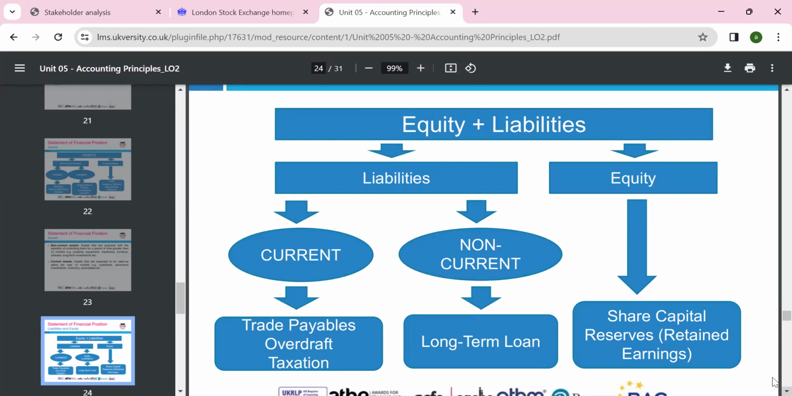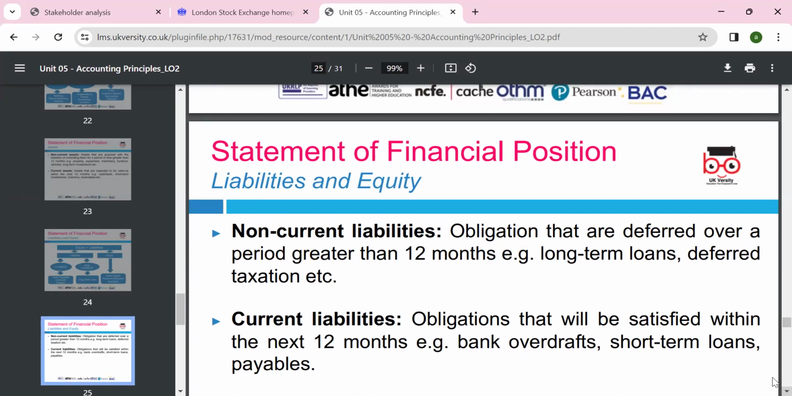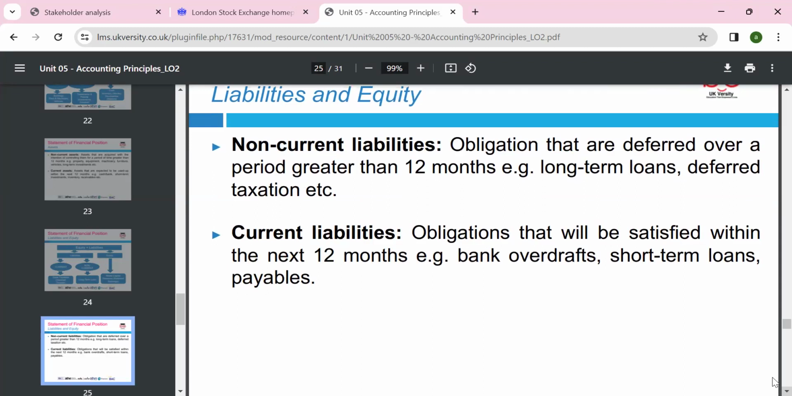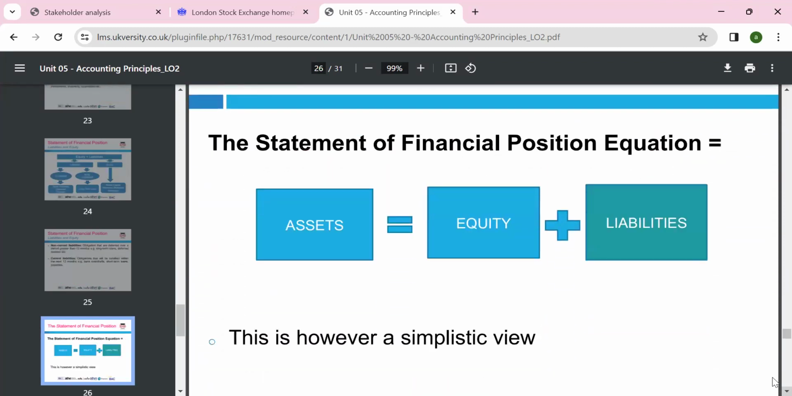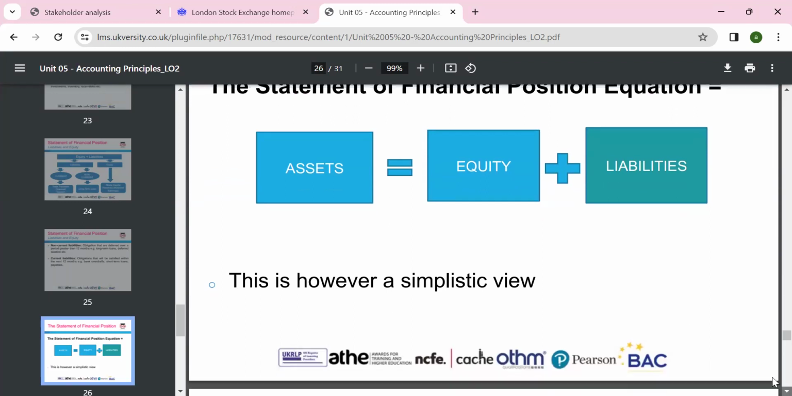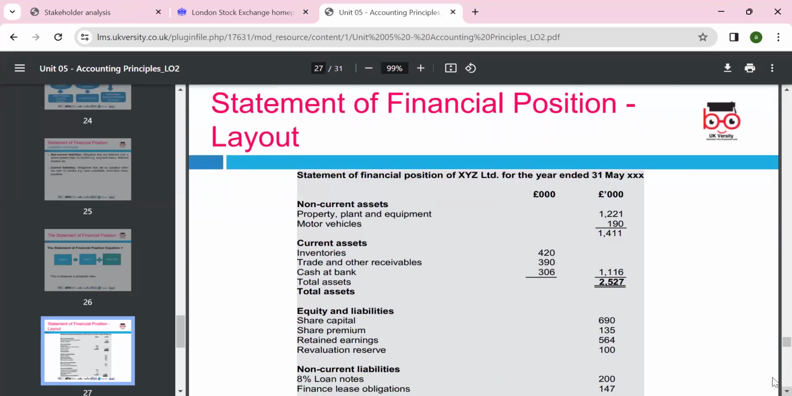Equity means shares, like share capital, like investment. That's what we can look around. In the statement of financial position, for liability and equity: non-current liabilities are obligations deferred over a period of more than 12 months, long-term loans, deferred taxation. We can look around current liabilities, current obligations that will be satisfied within 12 months, bank overdraft, the short-term loans. The statement of financial position, as we mentioned, shows assets, equities, and liabilities. Assets go on the debit side, and liabilities go on the credit side. That's the layout of the statement of financial position, also known as balance sheet.